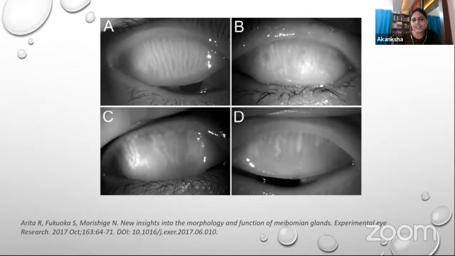Arita et al. very nicely described the various severities. As you can see, the pictures are arranged in increasing order of severity of Meibomian gland dysfunction, where the first picture shows some tortuosity of the glands, but they look essentially normal. If you move to the second, you can start seeing that the hyporeflective areas have increased. Those are the areas of gland atrophy. The tortuosity has increased. And if you look at D, there are hardly any hyperreflective areas you can see. Those are the shortened glands.